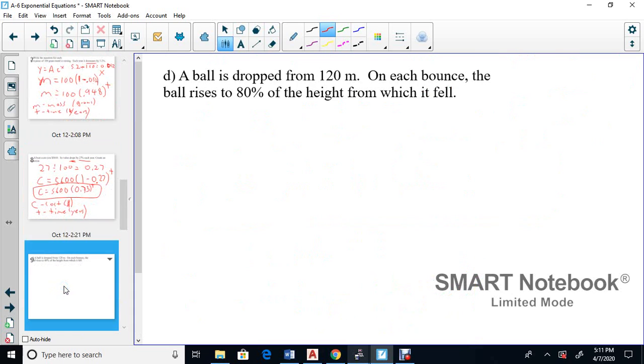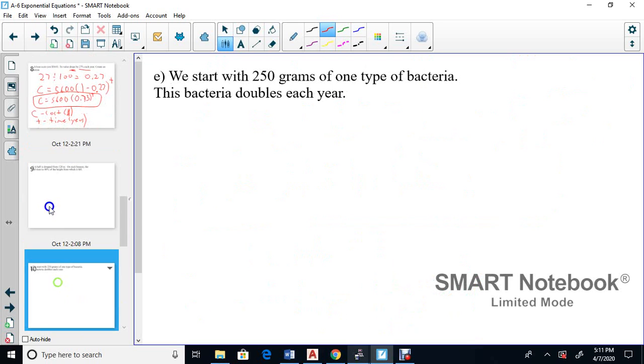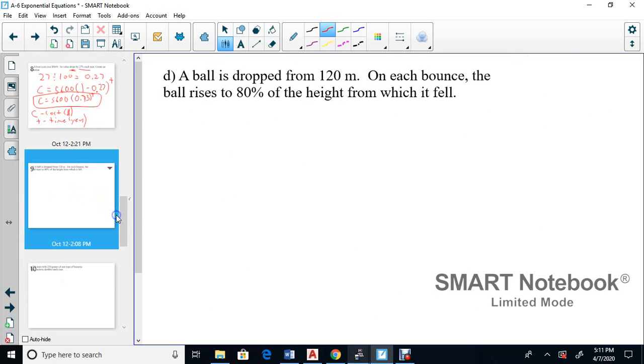Okay, let's look at two more and we'll pause the video and we'll do another one. So a ball is dropped from 120. On each bounce, the ball rises 80% of the height from which it fell. So this one's a little different. This one you don't add or subtract. It's 80% of the value. You have that word of. So here, let's see, height. So the height of the ball, h, equals initial height 120.